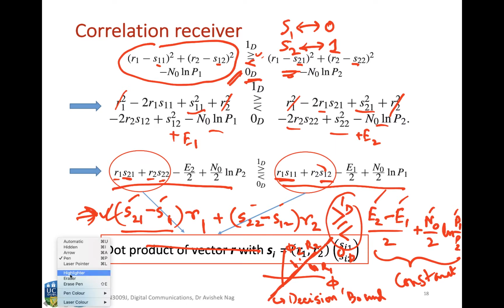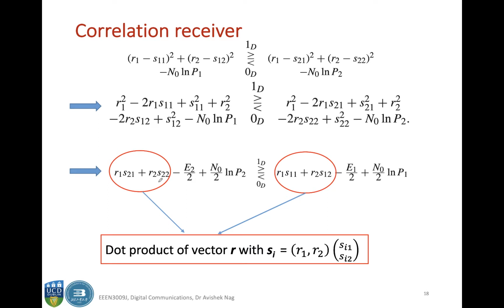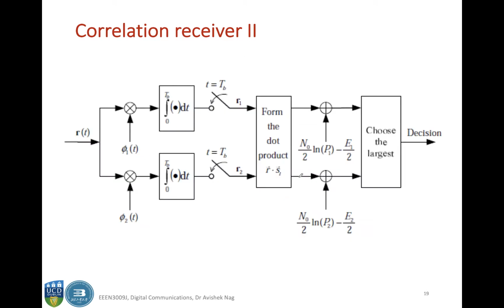And also, let's say if I remove everything, if you look into these terms, this also gives you that this is the dot product of the vector r, that is the received signal, with Si. So this is the dot product of vector r with S2, and this is the dot product with S1.